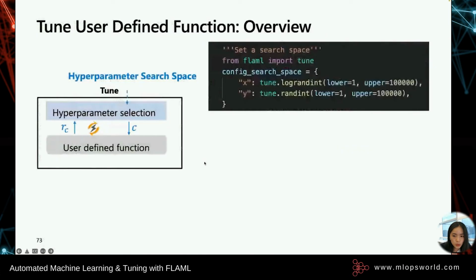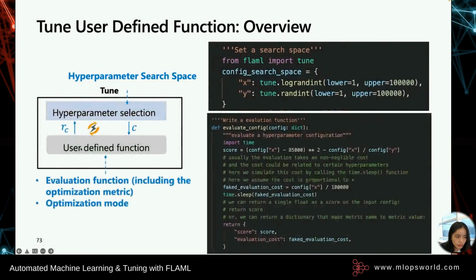The second thing you need to define is this user-defined function, which consists of an evaluation function, an optimization metric, and an optimization mode. The evaluation function takes a hyperparameter configuration as the input and outputs a dictionary of results. The returned dictionary should at least include your optimization metric and some additional metrics you want to log. You can either return this dictionary or use tune.report to report it.